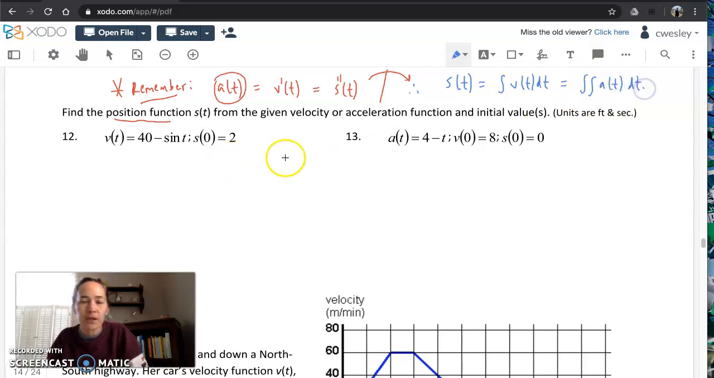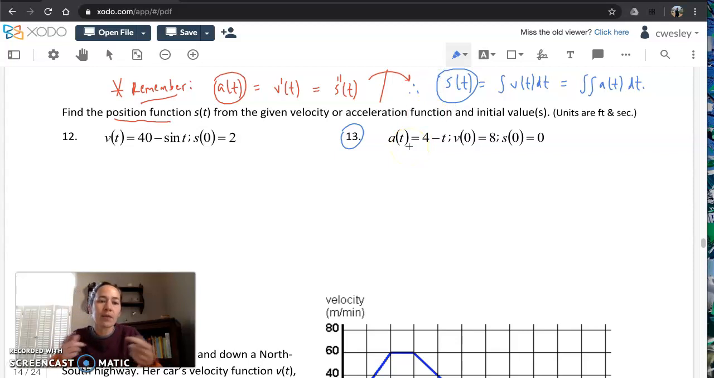So here's what I mean. And I think a good example to start with is 13, because you're given acceleration, you got to go backwards 2 levels to get to a position function. So not only am I going to have to integrate once, I'm going to have to integrate again. So it's lucky that I'm given a couple initial conditions. If any plus c's pop up in this particular question, I should be able to take care of them with those initial conditions.